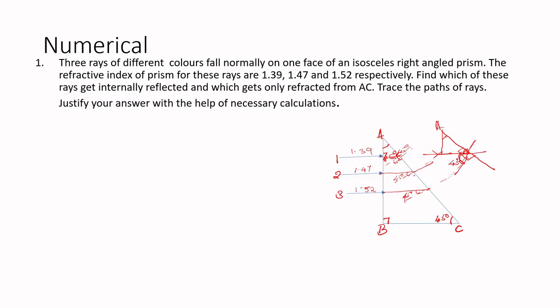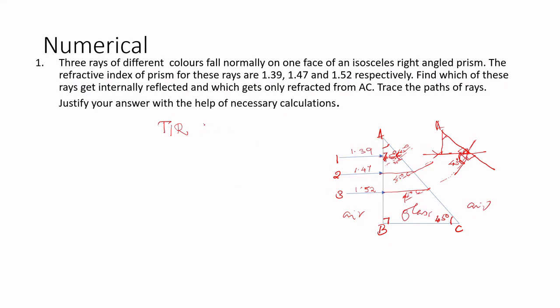Now we will write the total internal reflection condition at AC. This is a glass prism. This is air, this is glass, again air. So the ray is going from glass to air, that means denser to rarer medium. So that one condition is over.